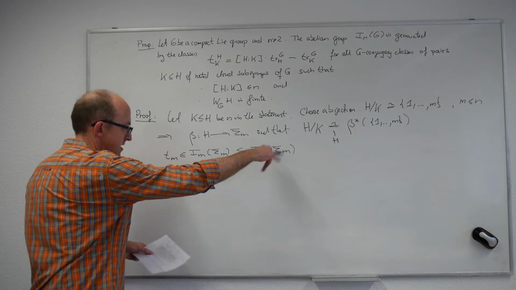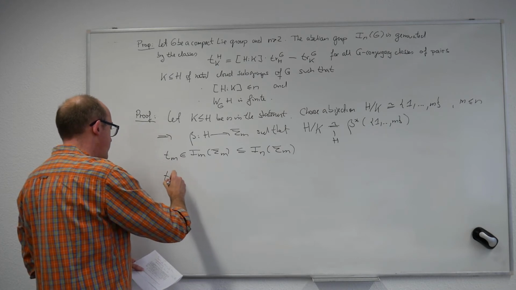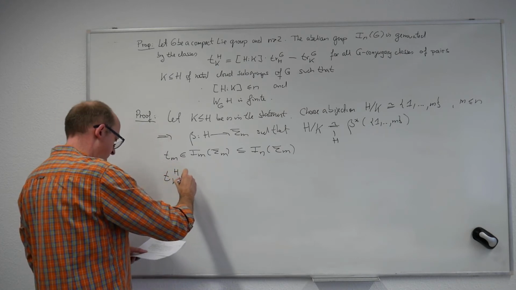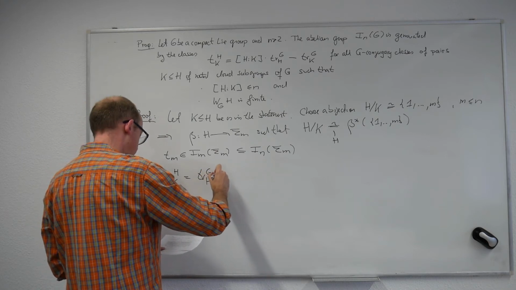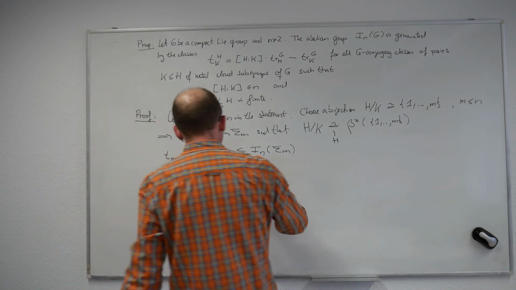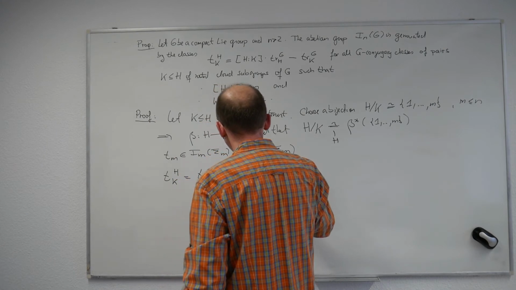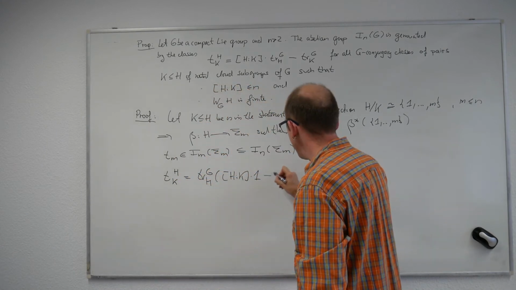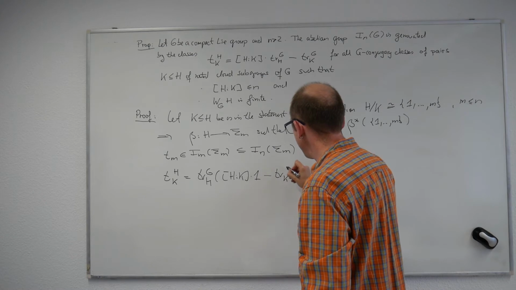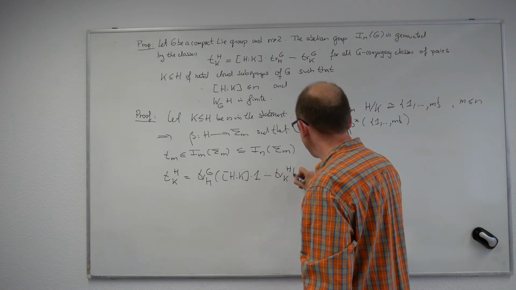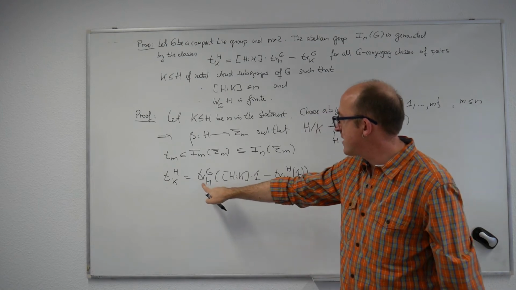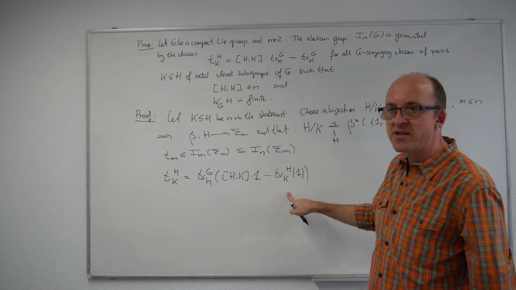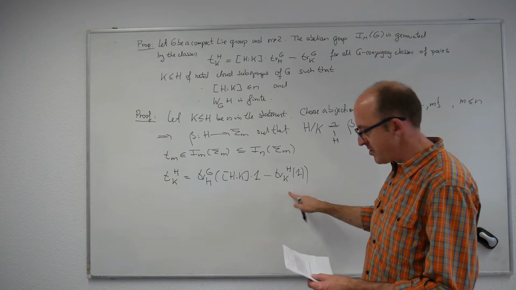And because this is a global functor, we now get that t_kh, which was the transfer from H to G of h_k times (1 minus transfer from K to H of 1). So this is not quite the definition of t_kh, but if you combine the definition, this, and use the transitivity of transfers, you get the definition.